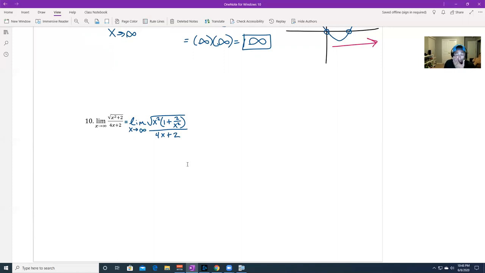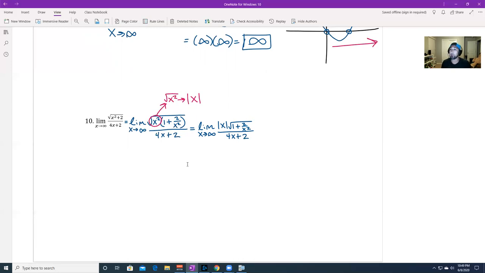Now, since the radical is now connected by multiplication, we can now take the square root of x squared separately. But remember, the square root of x squared is the absolute value of x. So we have to take that in mind. There's no other way around it. So what ends up happening is that this becomes the limit as x approaches infinity of the absolute value of x times the square root of 1 plus 2 over x squared, over 4x plus 2.